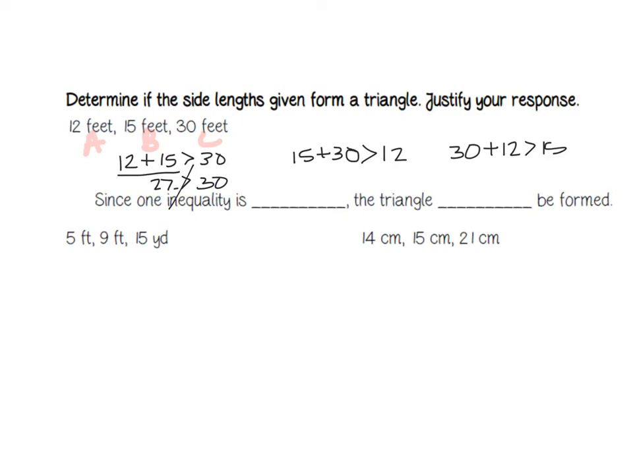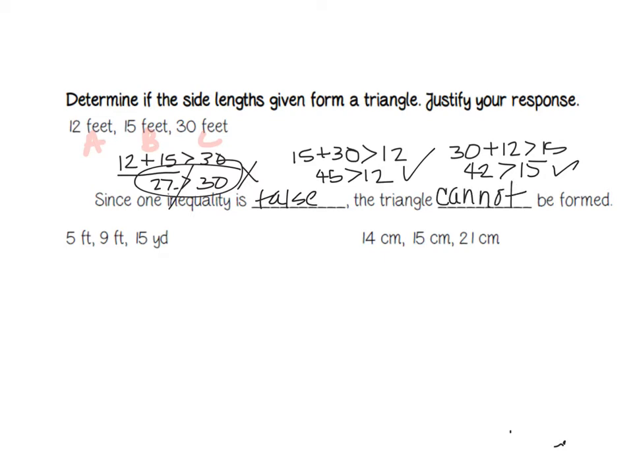What about 15 plus 30? That would be 45. Oops, I said 45, but I didn't write it. That would be greater than 12. And 30 plus 12, that would be 42, is greater than 15. So this one is true, this one is true, but this one is not. So since one inequality is false, the triangle cannot be formed.